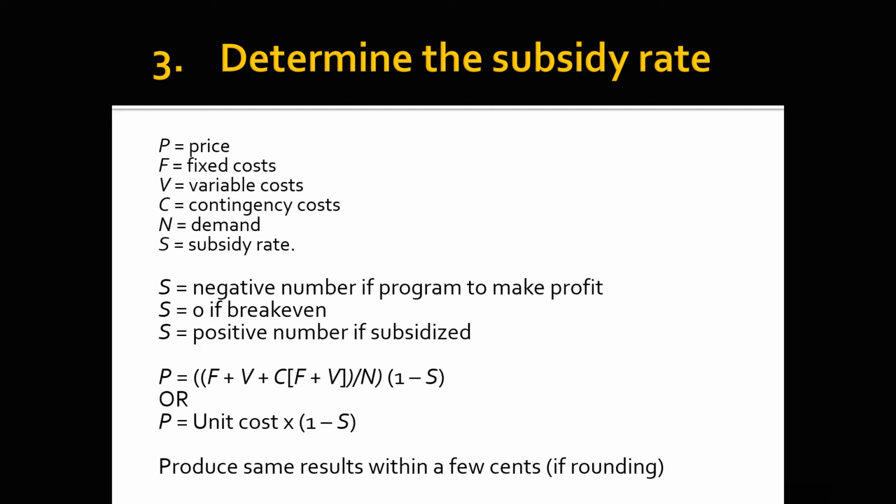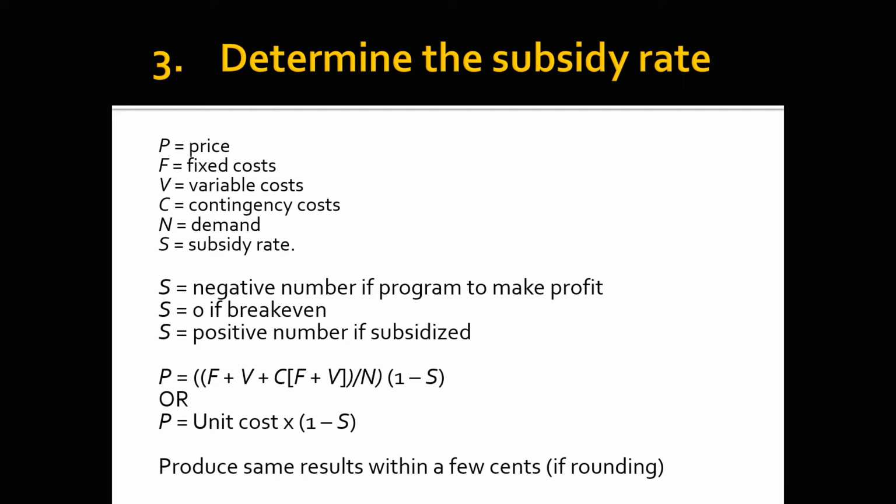So if you have a negative subsidy number, the program is making profit. It's not being subsidized. It's negatively subsidized. If S is 0, it means it's breaking even. And if S is a positive number, that means it's subsidized. And you can see then the formula there, you're first looking at adding up your fixed and variable costs, then adding that onto fixed, variable, and contingency costs, dividing by demand, and timesing that by your subsidy rate.